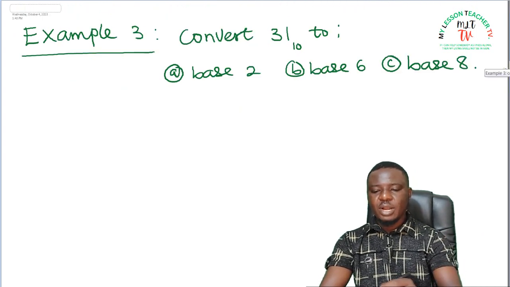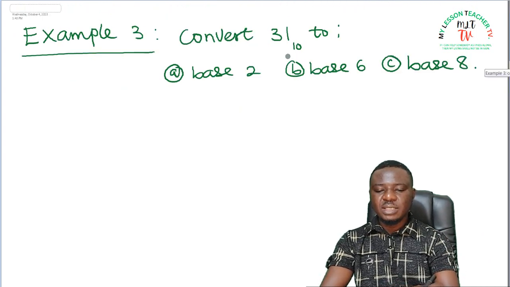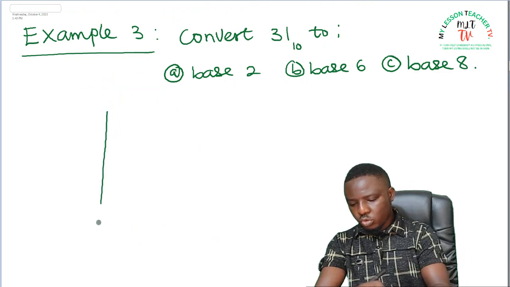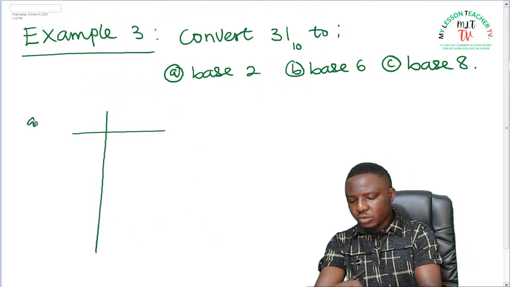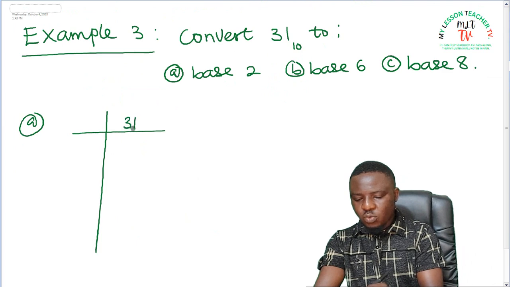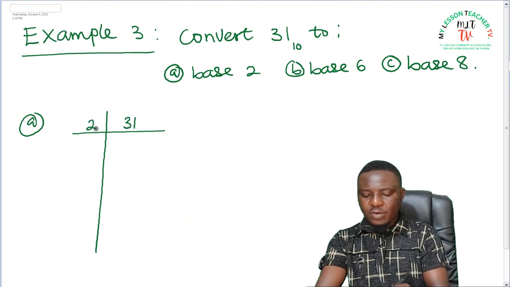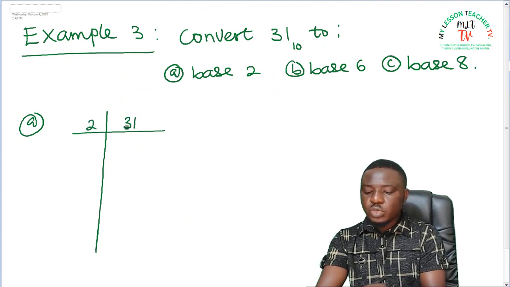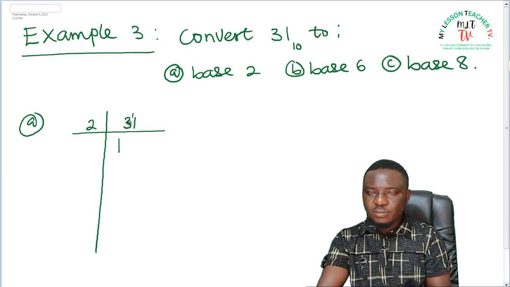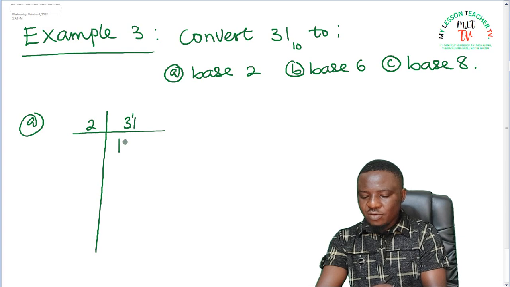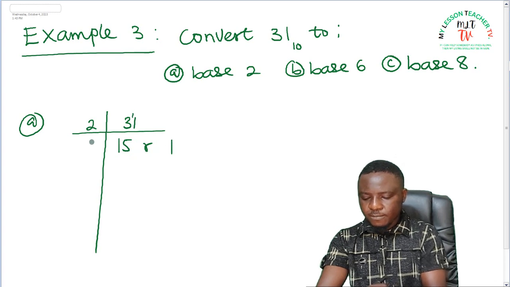Example 3, we are to convert 31 base 10 to base 2. You also use the long division method. Let's solve for A. You divide 31 repeatedly by 2 and write down the remainder. 2 into 3 is 1, remainder 1. This becomes 11. 2 into 11 is 5, remainder 1. So 2 into 31 is 15, remainder 1.